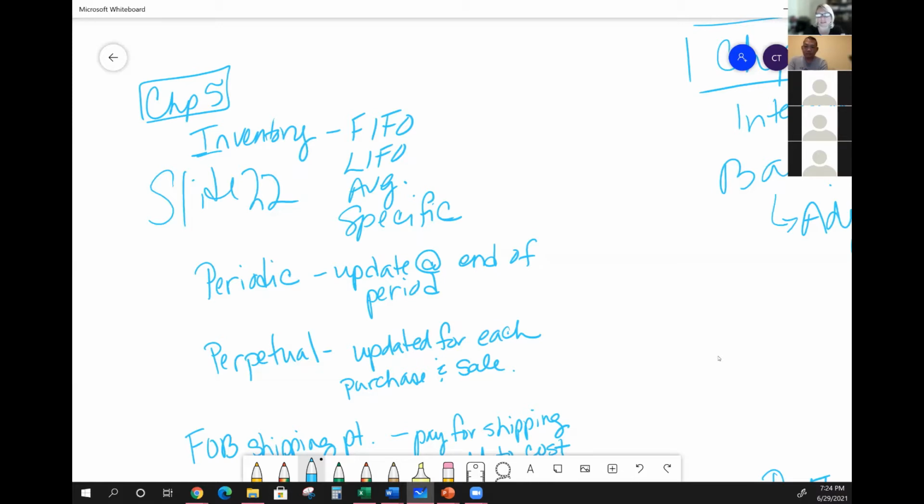It just depends on what your business is. So you have these different methods. So that's 4 methods we talked about: LIFO, FIFO, average cost, and then specific. So those are the types of things you're going to have on the homework. You're going to walk through that.